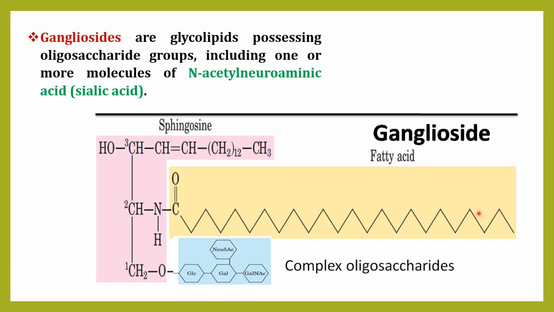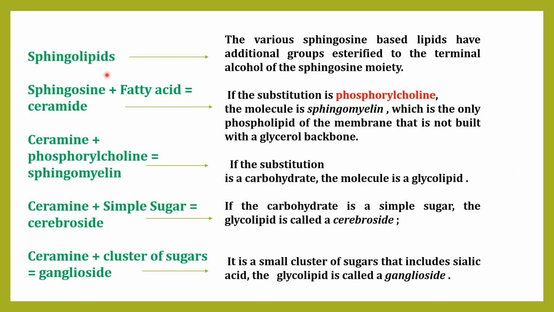To summarize the sphingolipids: sphingosine plus fatty acid is ceramide; ceramide plus phosphocholine is sphingomyelin; ceramide plus a simple sugar is cerebroside; ceramide plus a cluster of sugars is gangliosides.